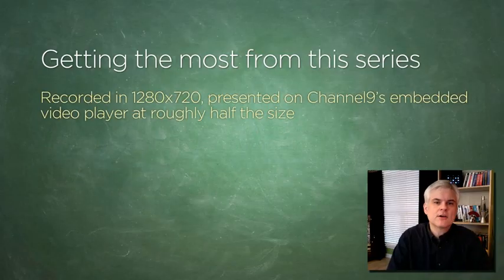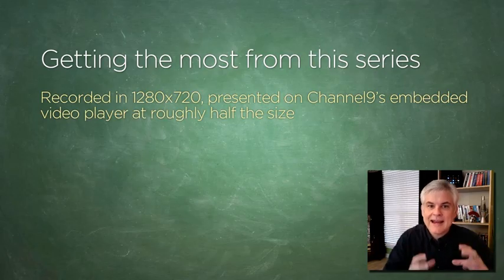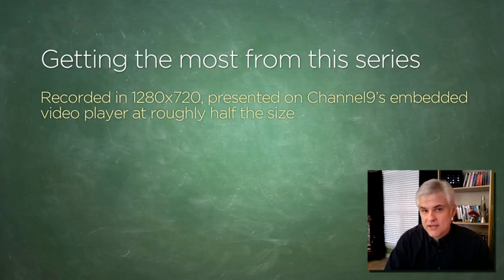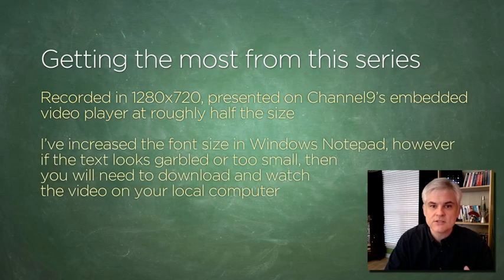Okay, before we get started, the videos embedded on the webpage on Channel 9 are presented somewhat smaller than how I originally record them, which is in high def, 1280 by 720. Now, I'll increase the font size of the text that I type into Notepad. However, if the text seems obscured or difficult to read, then it may have to do with the speed of your internet connection. In that case, you may want to download the videos to your computer first and watch them there. Also, you should be able to watch full screen.